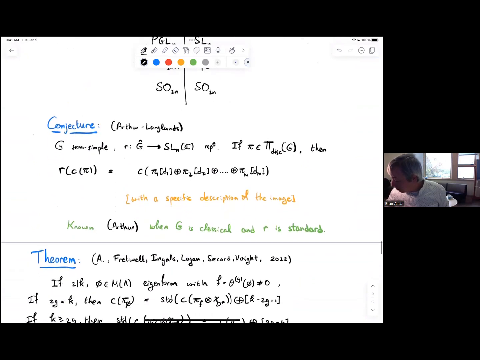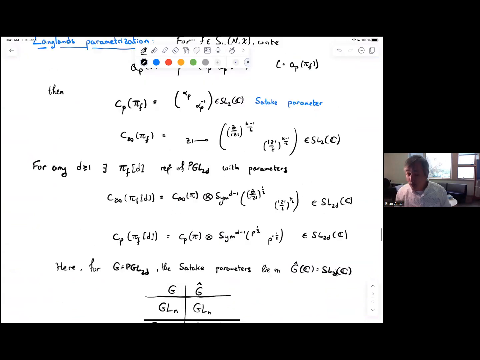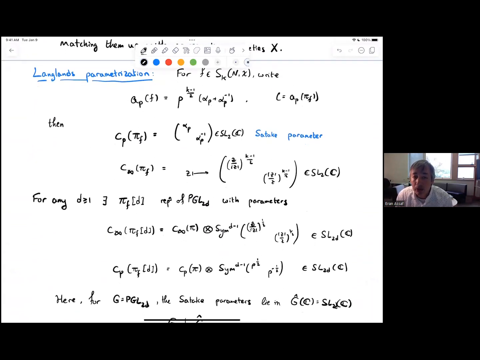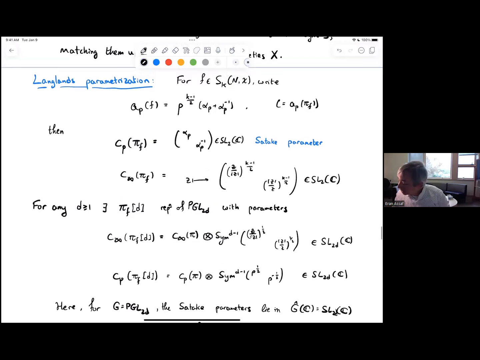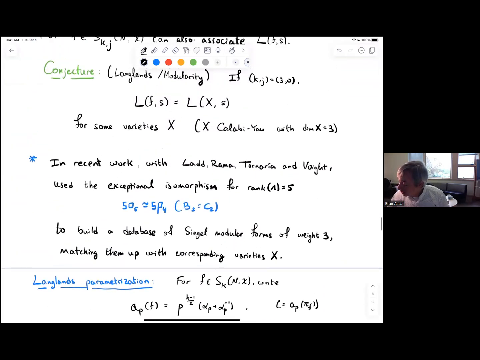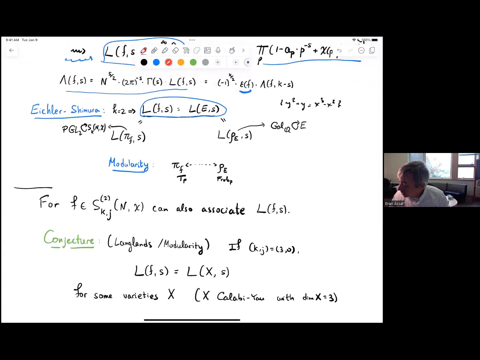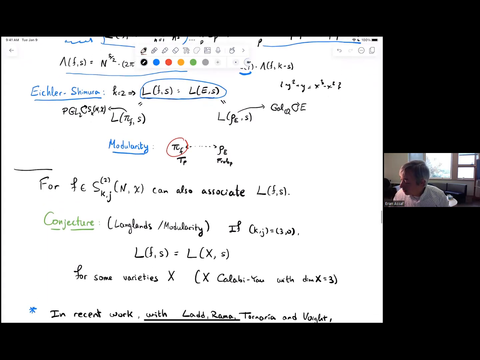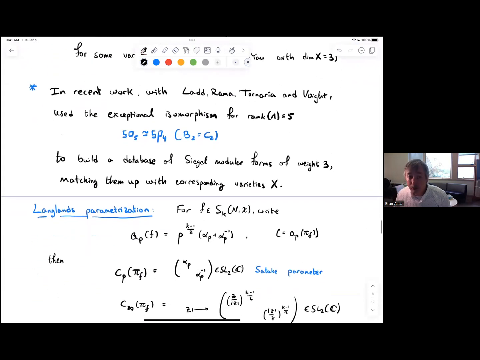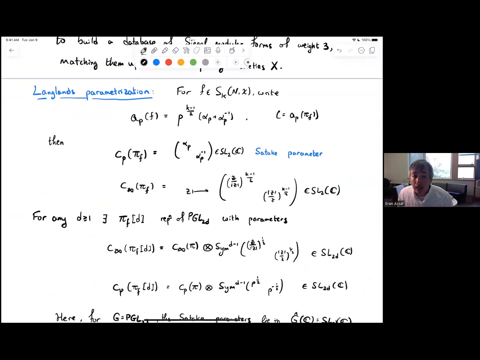You know what, maybe, okay, I'll say something about it. So for a modular form, like things on the left side here of this modularity, we can parameterize them in a very nice way, following work of Langlands. And the idea is that we have a parameter at every prime p and one parameter in infinity. These parameters give us conjugacy classes of elements in 2x2 matrices. And these are called Satake parameters.